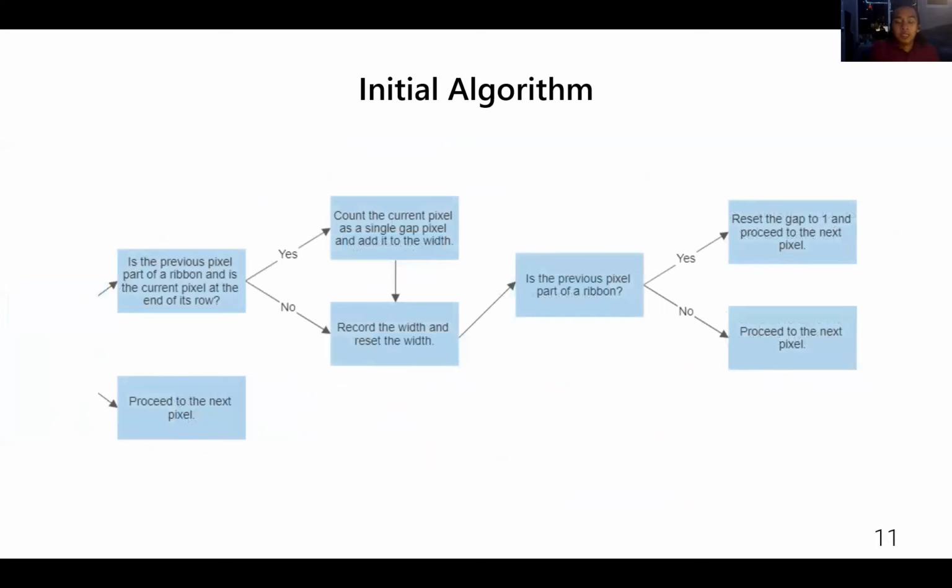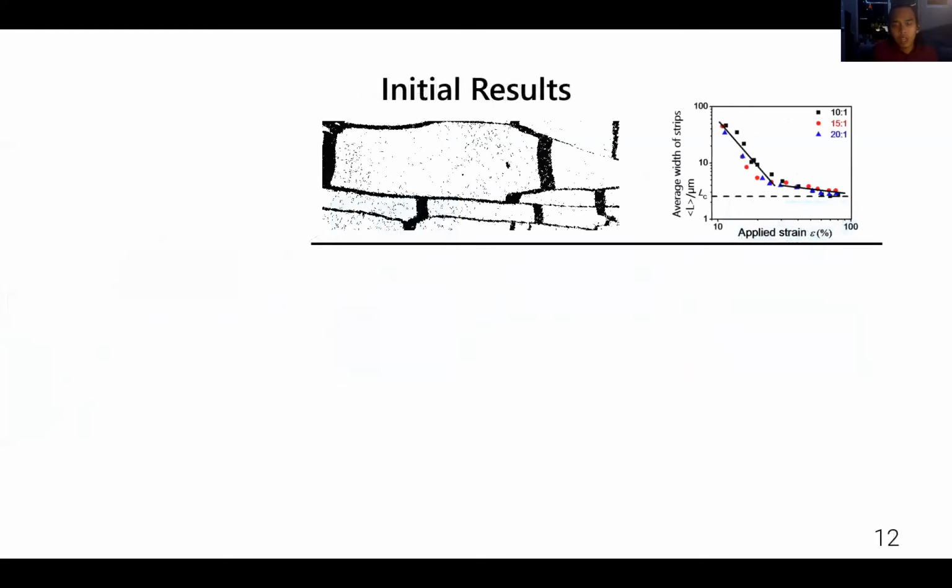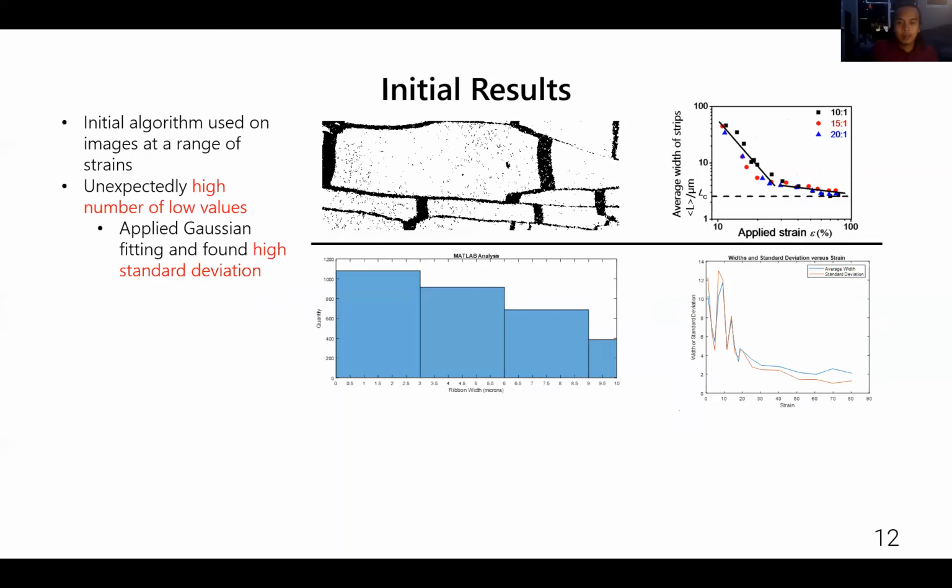This is the continuation of the decision tree for the algorithm, just showing how much nuance there is in using this pixel by pixel approach. After testing multiple images of different strains, we found that the distribution of the widths had lots of low micron measurements, which is not what we expected or want, because this rectangle alone should be 80 to 90 microns. And you see that here the range of the distribution is from 0 to 10. So clearly the defects and some other issues are messing with the algorithm.